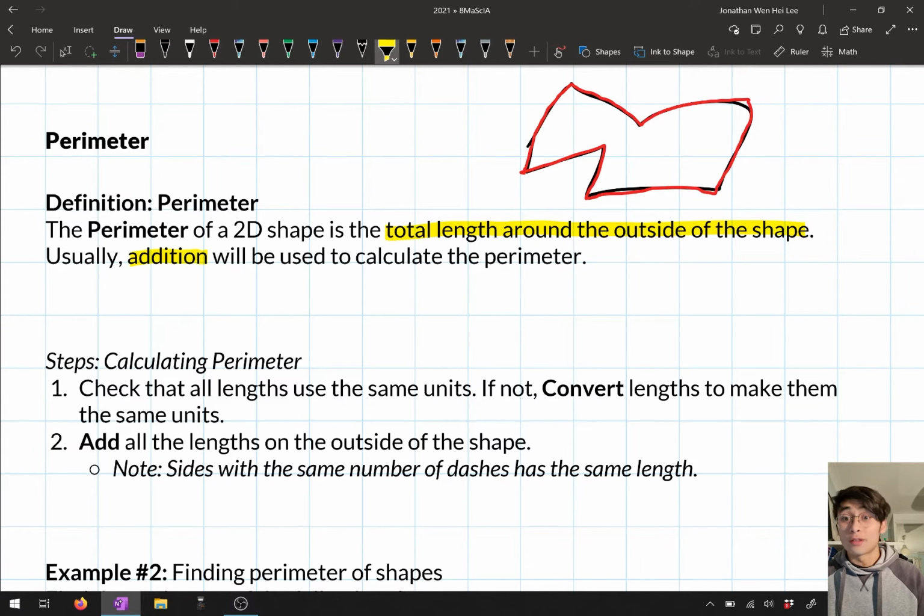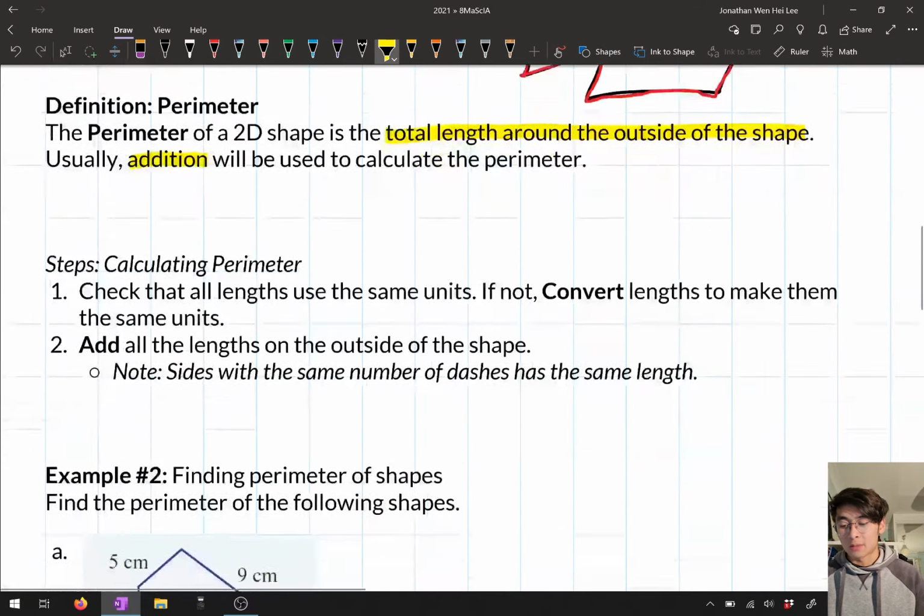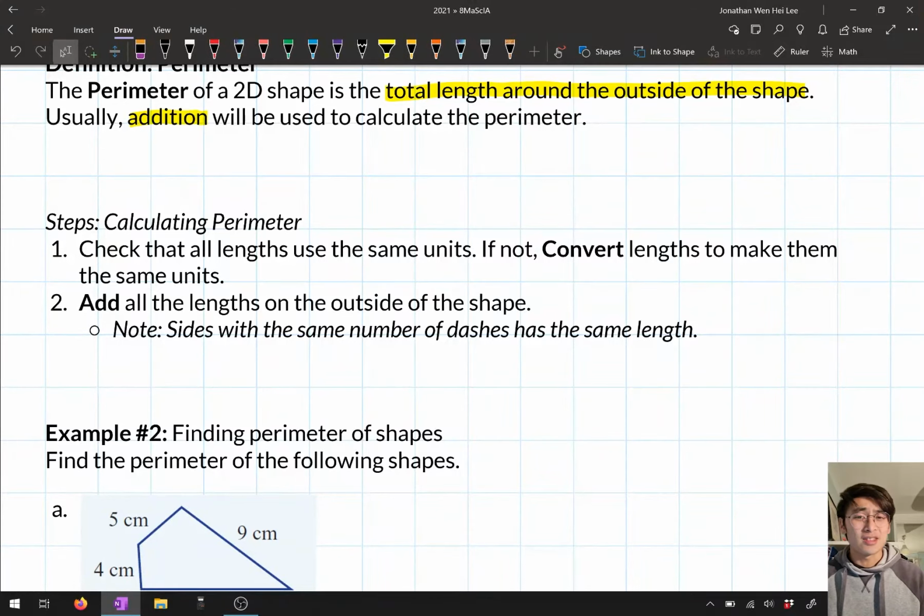So let's have a look at the steps to calculating perimeter. The first step, and this is a thing that you need to check, is to check all the lengths are the same unit. So what we want to do is make sure that all the lengths have the same units. If you've got some measurements in centimeters and some measurements in meters, you can't actually add them together yet. And so if they are not, we need to convert the lengths to make them the same units.